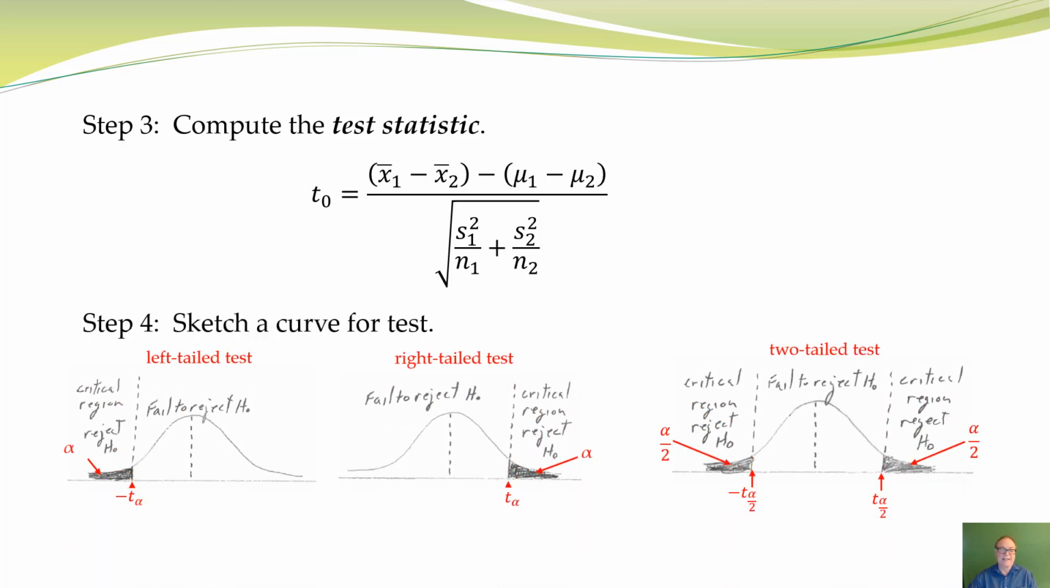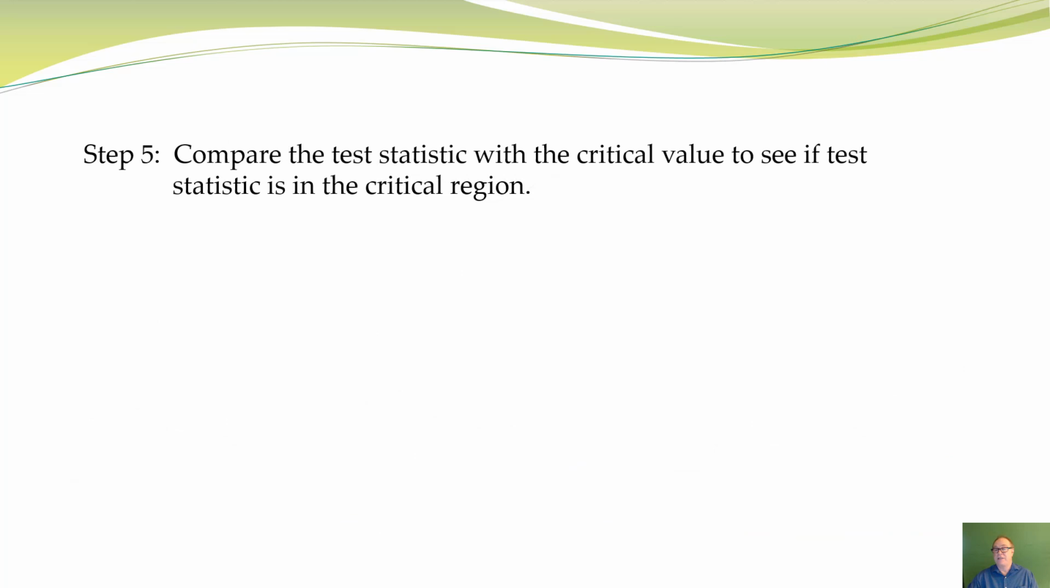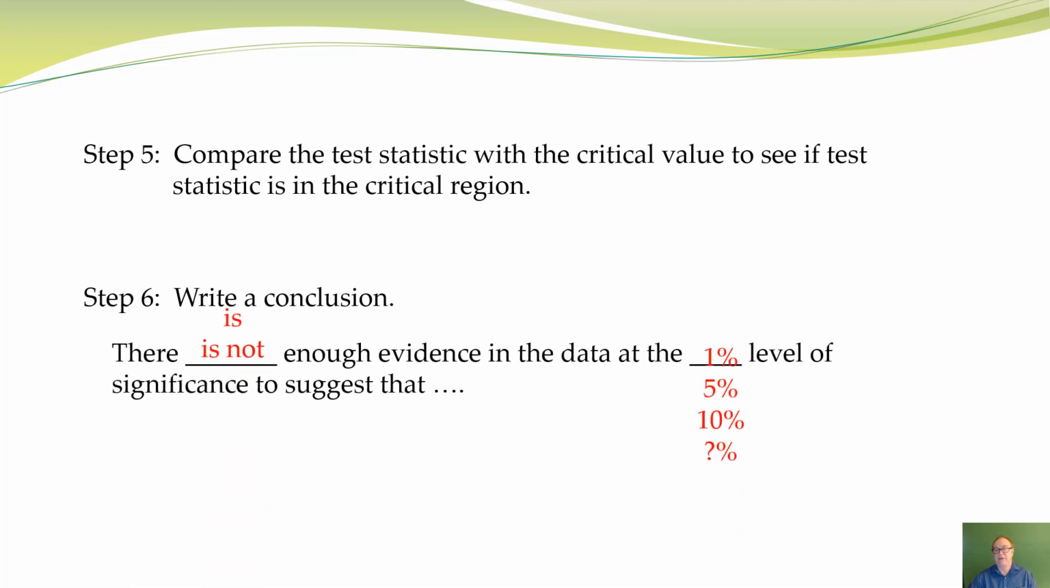Sketch the curve for the test. The curve would be the same as what we've been doing. But now, since we have two samples, you're going to use the smaller of n1 minus 1 or n2 minus 1 for your degrees of freedom. Okay? So a lot of times both samples have the same size, but if they are different sizes, you take the smaller one minus 1 for your degrees of freedom when you find your critical value. Then you compare the test statistic with the critical value to see if the test statistic is in the critical region. Now write a conclusion, which is the same. All of this is the same as what we did in Chapter 10.